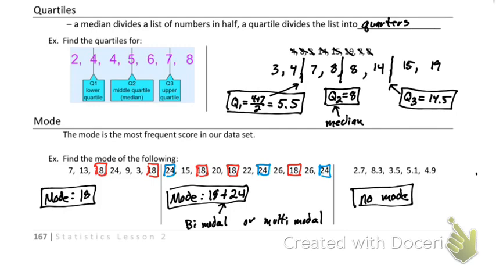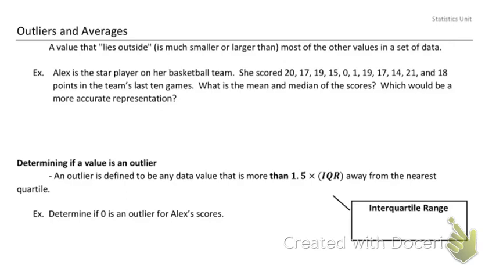All right, that is our central tendencies. Now what we're going to do is talk about outliers and averages. All right, so an outlier. The definition of an outlier is a value that lies outside, in other words, is much smaller or larger than most of the other values in our data set.